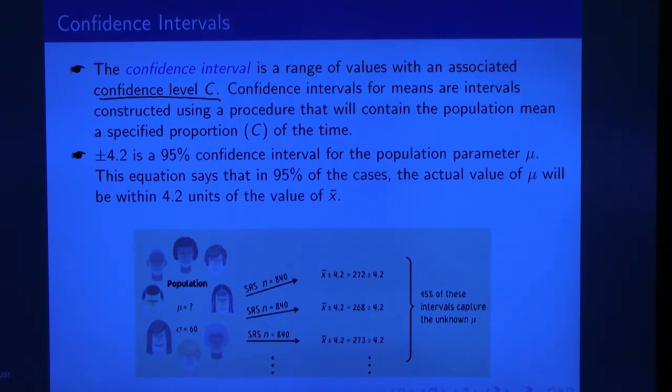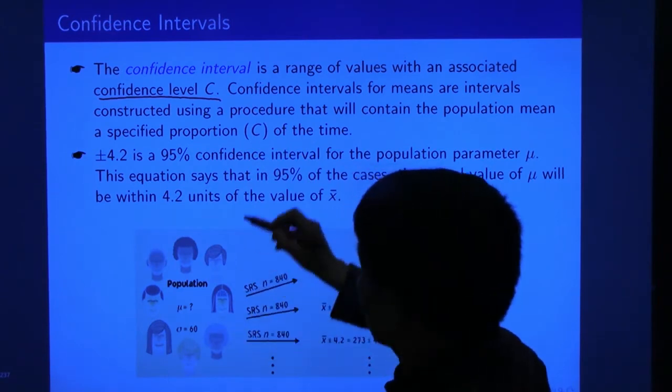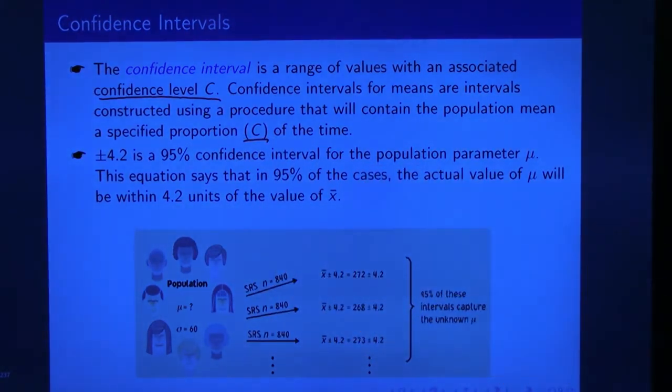Confidence intervals for means are intervals constructed using a procedure that will contain the population mean a specified proportion of the time, this is C, the confidence. If we take a lot of samples, a C proportion of all the samples will contain the population mean.